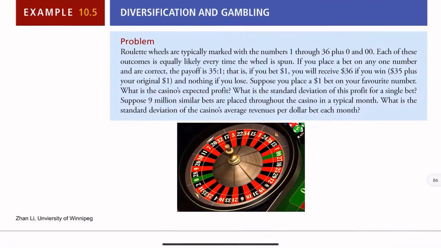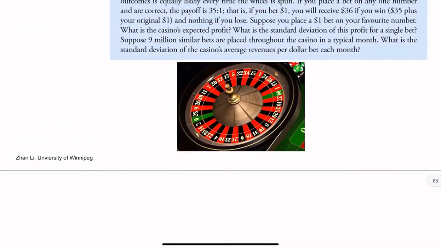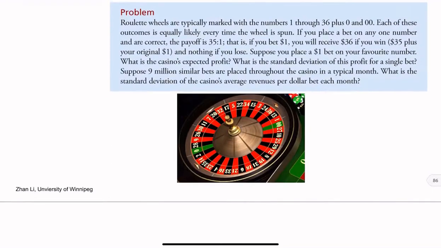Okay, now let's see this example here. Roulette wheels are typically marked with numbers 1 through 36 plus 0 and 00. Each of these outcomes is equally likely every time the wheel is spun. If you place a bet on any one number and are correct, the payoff is 35 to 1. That is, if you bet $1, you will receive $36 if you win. That is 35 plus your original $1, and nothing if you lose.